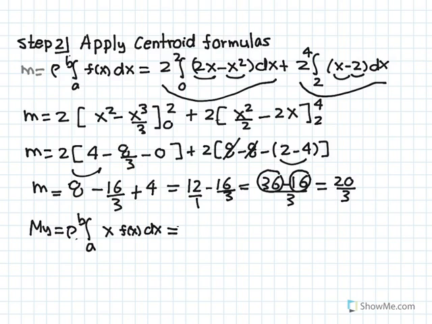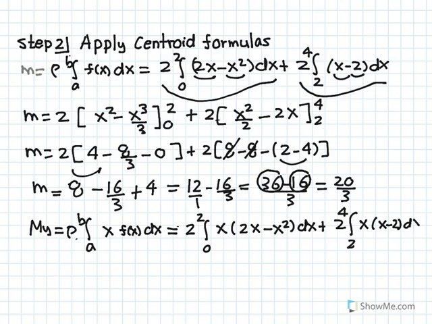This is equal to the moment of the parabola plus the moment of the line. I should say the moment with respect to the y-axis of the parabolic section plus the moment with respect to the y-axis of the line. So we get 2 as density, integral from 0 to 2, x, which is the distance to the y-axis, times the parabola 2x minus x squared, integrate with respect to x, plus 2 times integral from 2 to 4, x times the line, which is x minus 2 dx. Now we just have to evaluate this integral.